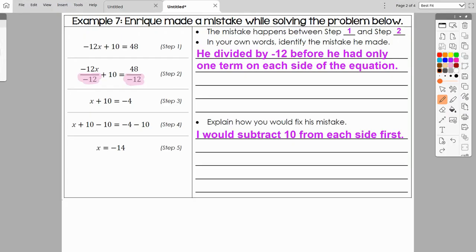Then there's a prompt, explain how you would fix his mistake. And I answer with, I would have actually subtracted 10 from each side first here. That would have then allowed me to divide by negative 12 after. You could do this division of negative 12 that I highlighted, but you would have just had to do it to the 10 as well. That gets kind of messy, so that's why I would fix it by doing a different step first.